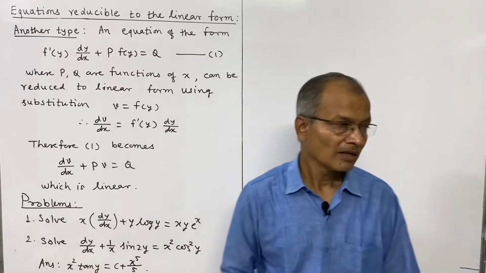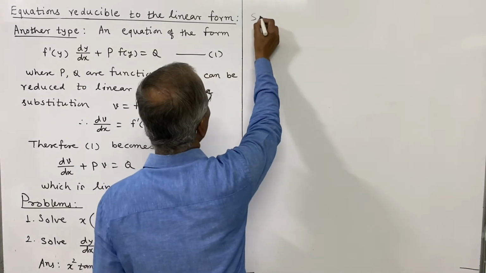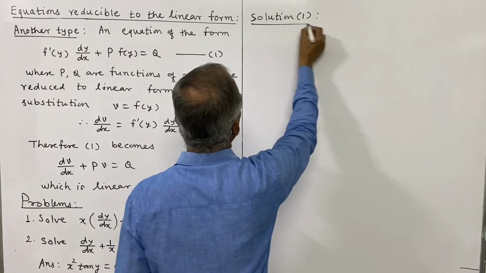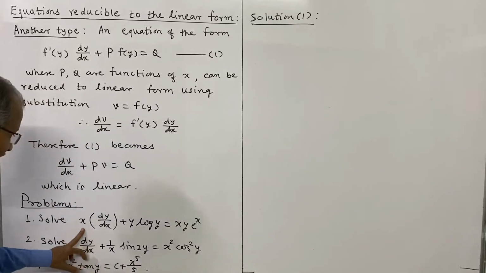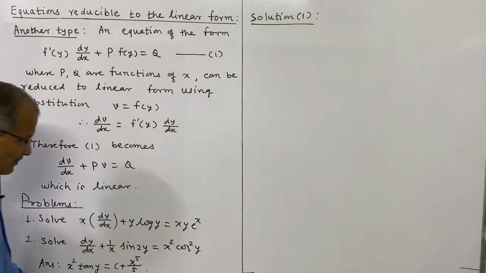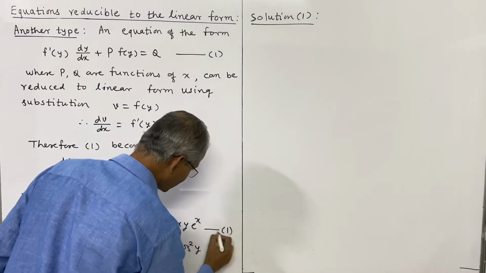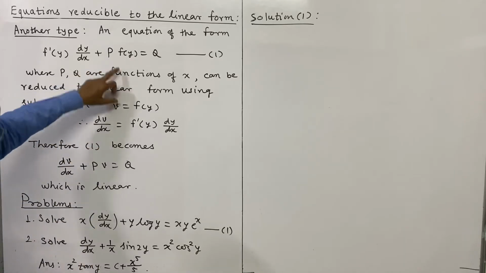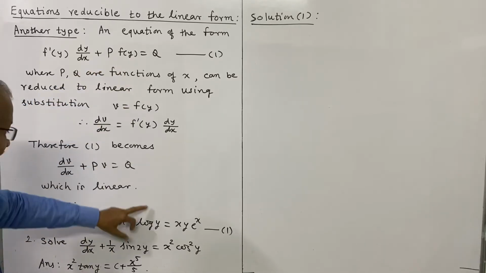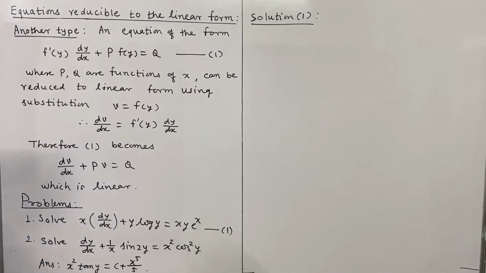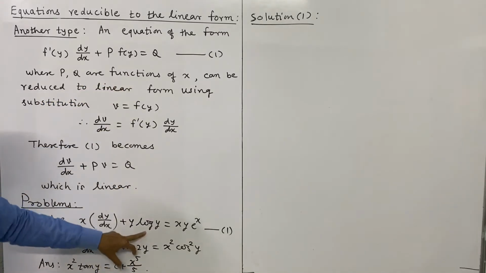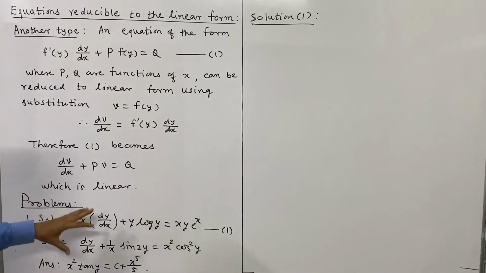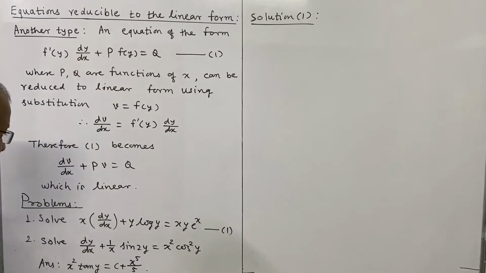The solution for the first problem I shall write here. Now you see the equation. This is x into dy by dx plus y log y is equal to xy into e power x. This is not in this form. If you consider f of y, then it is log y, and p must be a function of x. But both the terms are of y. So this is not of this form, and we have to convert it into this form and then reduce it to the linear form.